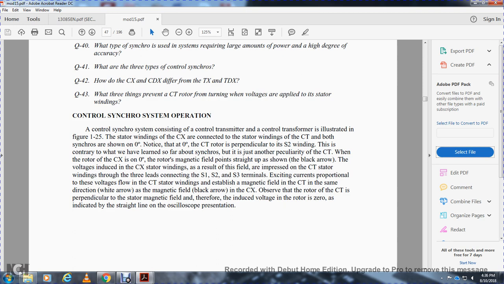The voltage induced in the control transmitter stator winding results in a field, impressed on the control transformer stator winding through the 3-lead connection of stator 1, stator 2, and stator 3 terminals, exciting a current proportional to the voltage flowing in the control transformer stator winding. The magnetic field of the control transformer is in the same direction as the white arrow, the magnetic field of the black arrow of the control transmitter. The rotor of the control transformer is perpendicular to the stator magnetic field, therefore inducing the voltage in the rotor field.